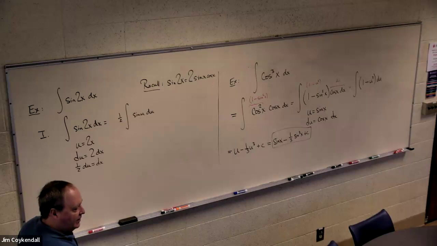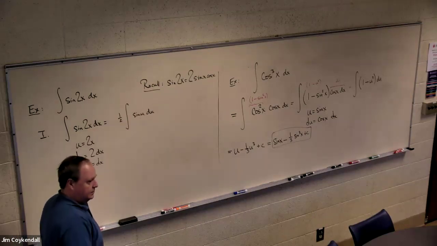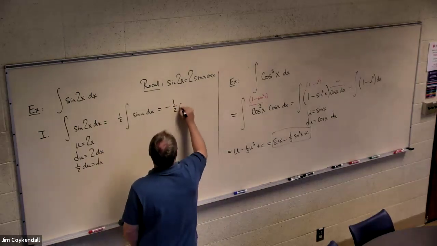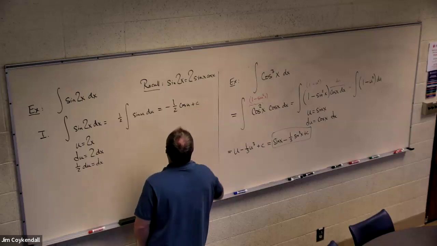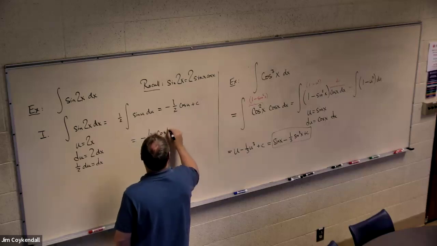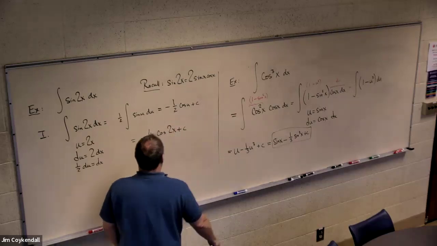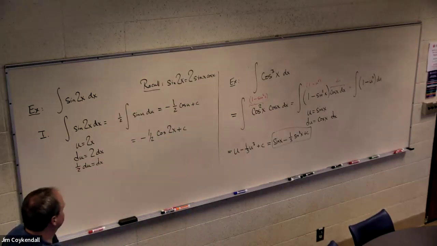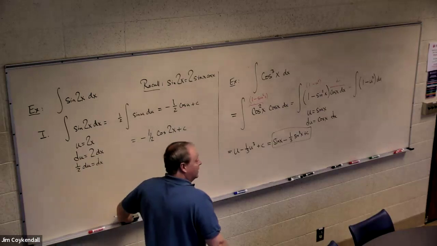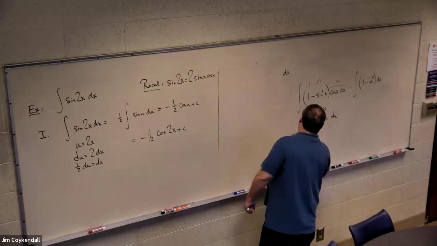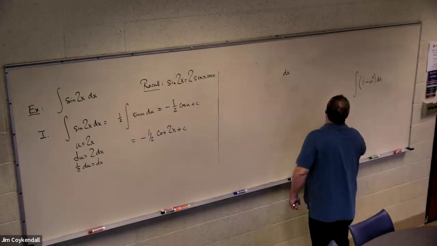And what's the antiderivative of sine u? Negative one half cosine u plus a constant. Looks like that works. If I take the derivative, I get my sine 2x. Now, another thing I can do, and instead of 2 and 3, I really should call this 2a, 2b.